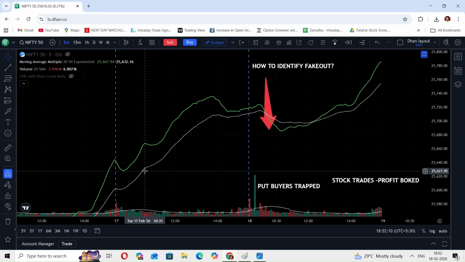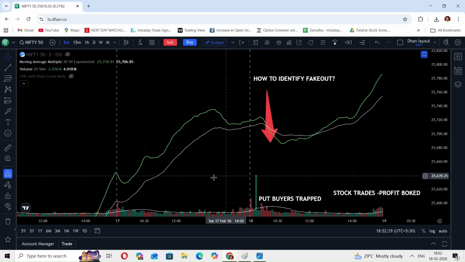So always remember, this is the most important point. As long as you are not able to understand the exact logic of structure change or trend change, you won't be able to start your profitable trader's journey. So please master this particular thing.